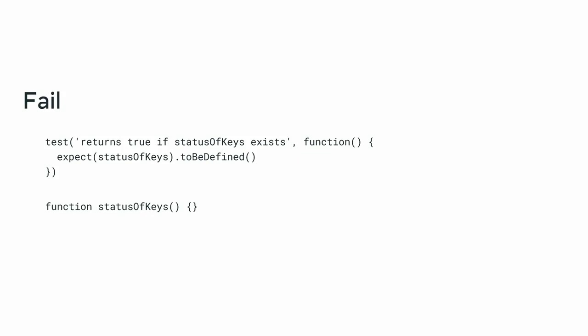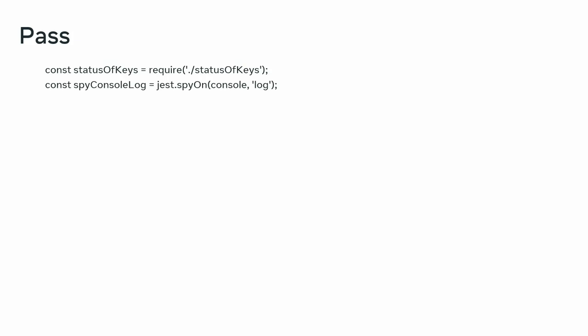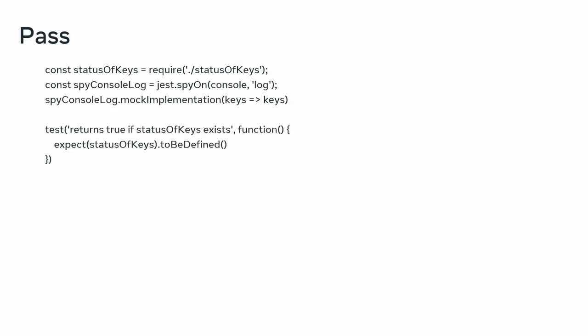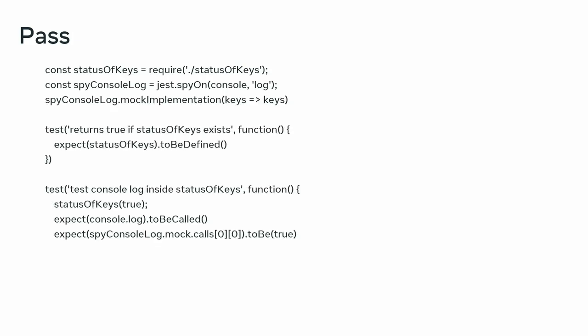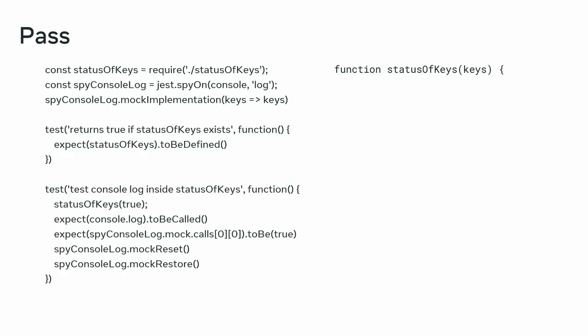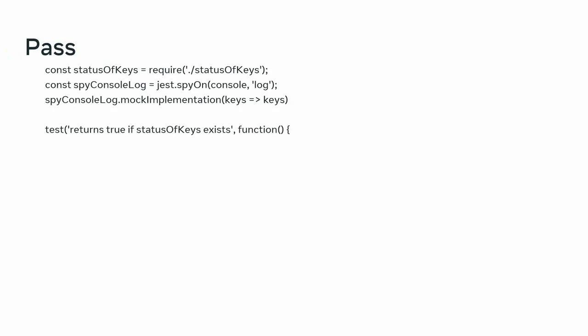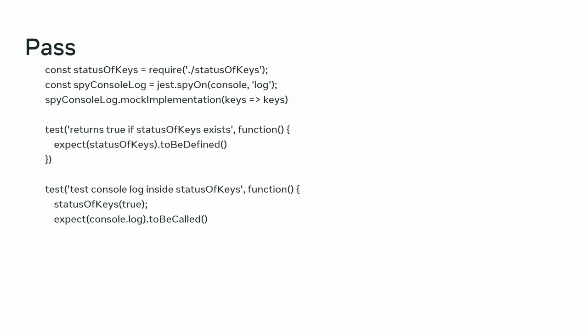The status of keys should then console log the value of the keys variable. So, you write another test, which fails again. Since you have yet to write the implementation, you write it, and your previously failing test now passes. Finally, you examine your function code and realize that the indentation is all wrong.